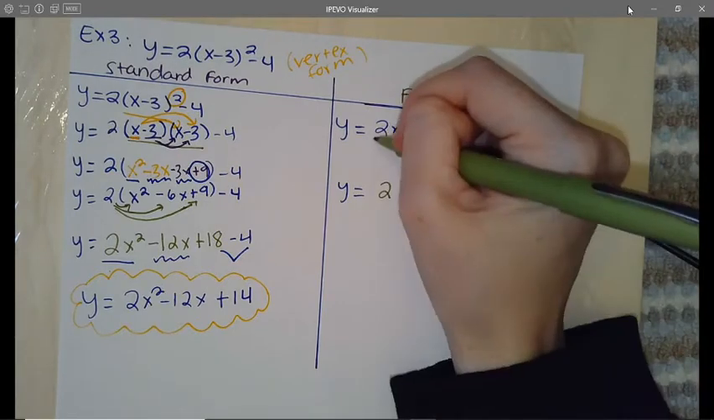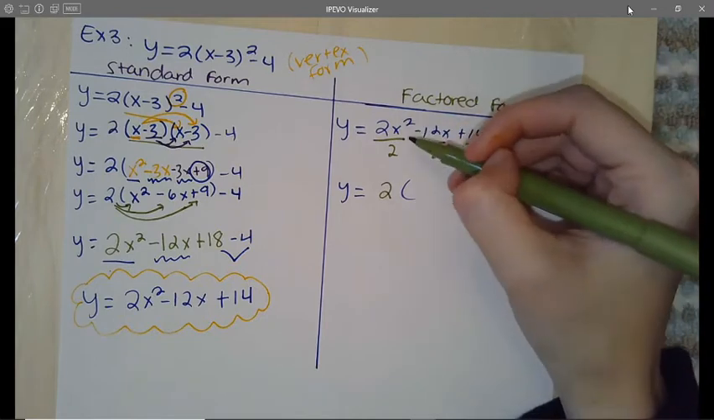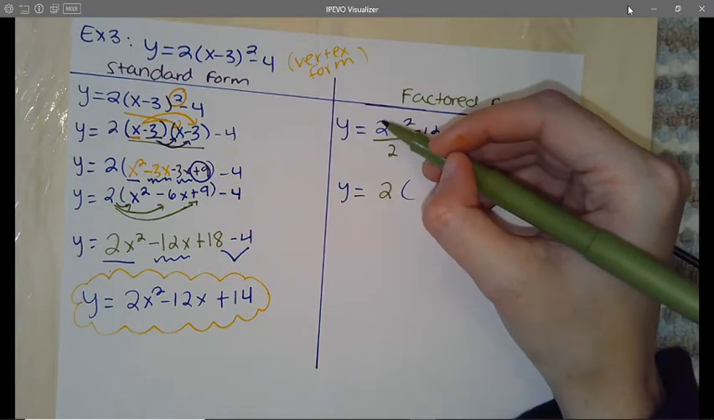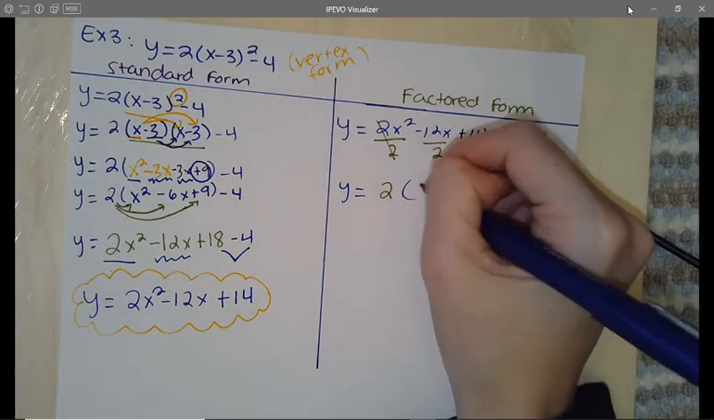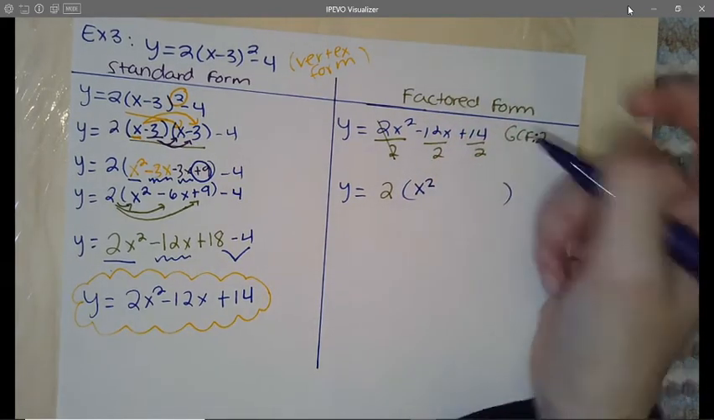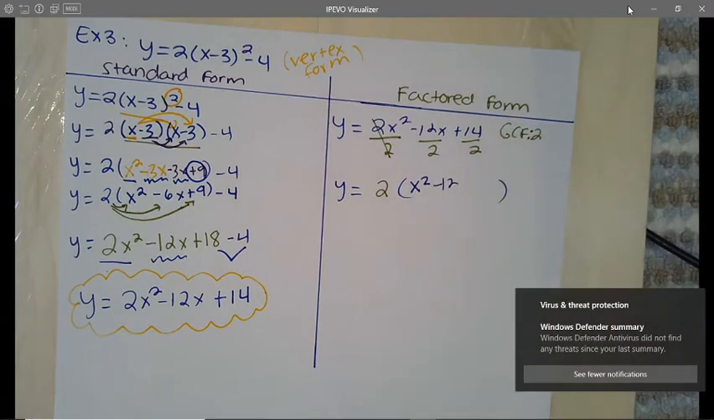Okay, so I'm going to divide every single term by the GCF. 2x squared divided by 2, well 2 divided by 2 cancels and turns to 1, which leaves me with x squared. Okay, negative 12x divided by 2 is negative 12.